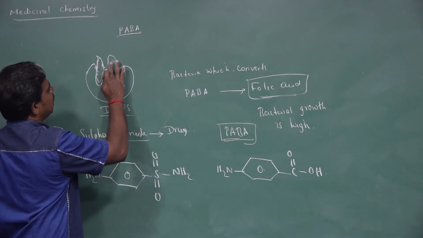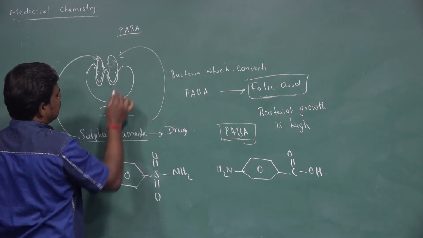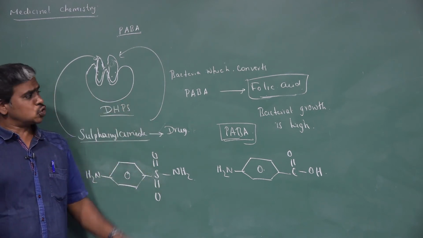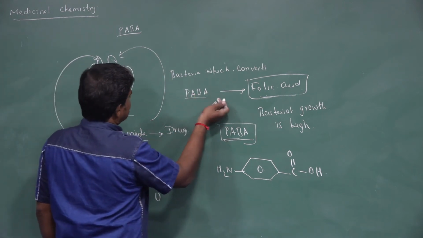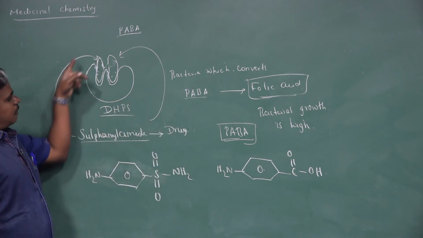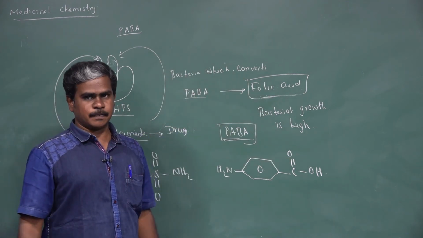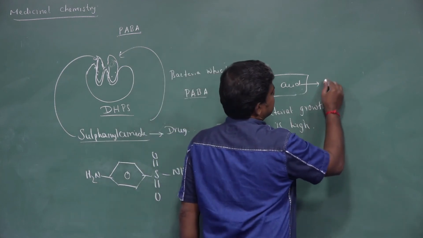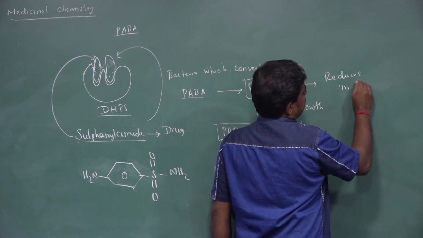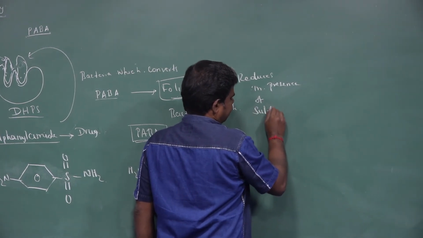Instead of PABA, sulfonylamide is attracted to that DHPS. So what will happen here? PABA is not attracted to the DHPS enzyme, so the sulfonylamide is attracted. So folic acid is not produced. So the folic acid presence is reduced in the presence of sulfonylamide.